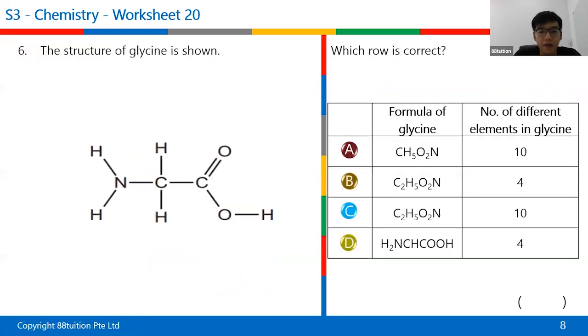Okay, question 6. You have a structure of glycine shown below. Which of the following is correct? That should be quite simple, I hope.